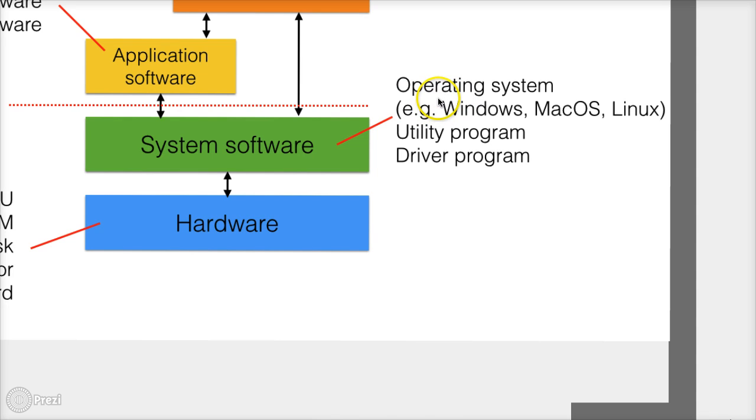And below the application software will be the system software. The system software actually consists of the operating system, utility program, and the driver programs. For example, Windows, Mac OS, or Linux, they are some examples of operating system.